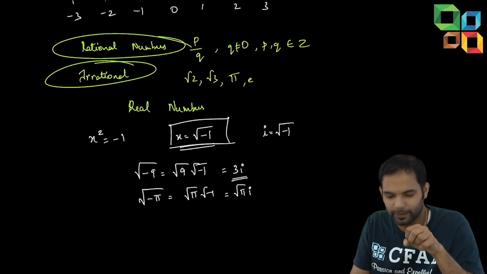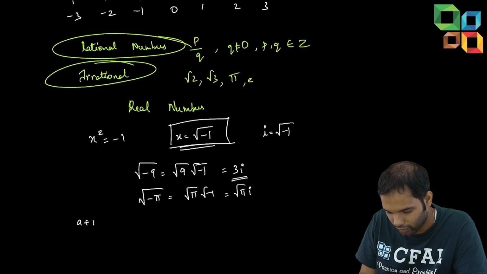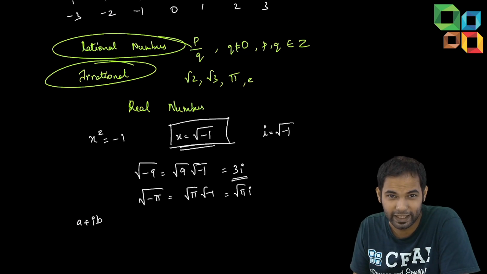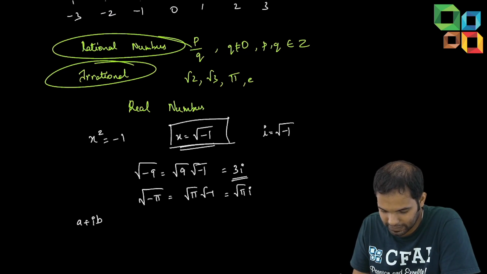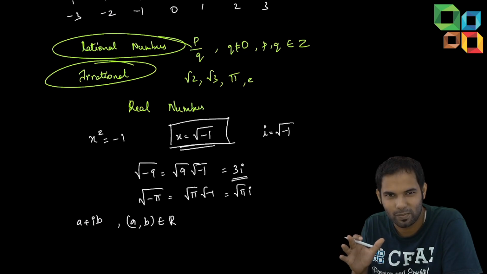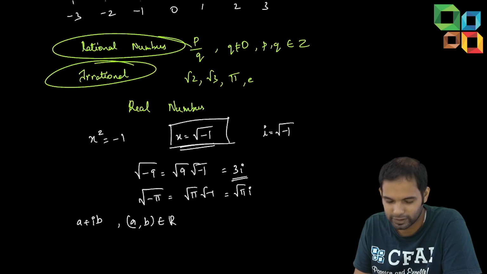So coming back to the definition, a complex number is a number which can be written in the form of a plus ib. Now we know what i is. Now let me define a and b also. a, b belong to, say, real numbers. So a and b are not complex. a and b belong to the set of real numbers.